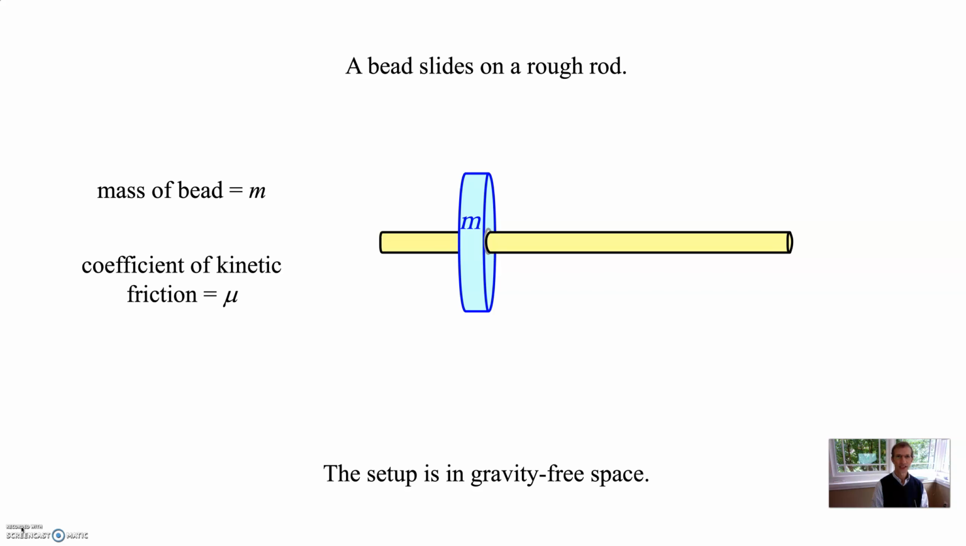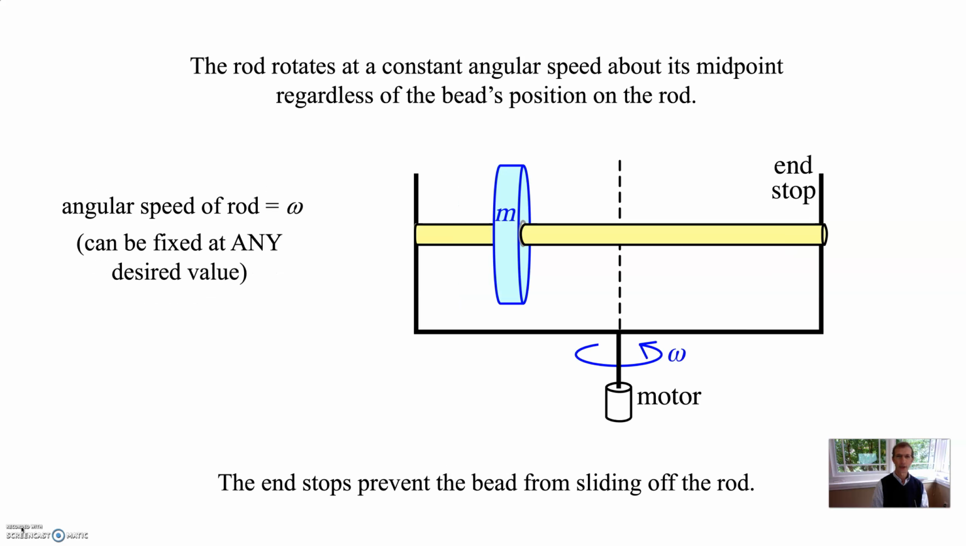So, let's consider a bead of mass m that can slide on a rough rod with a coefficient of kinetic friction equal to mu. And let's suppose that this rod is in gravity-free space. Now, suppose that we have a motor which can drive the rod to rotate at a constant angular speed about its midpoint, regardless of where the bead is located on the rod.